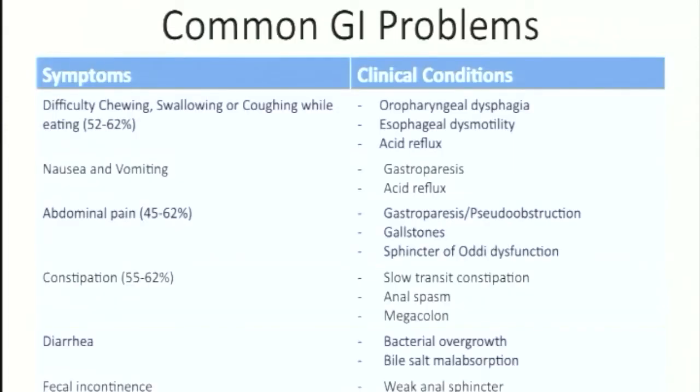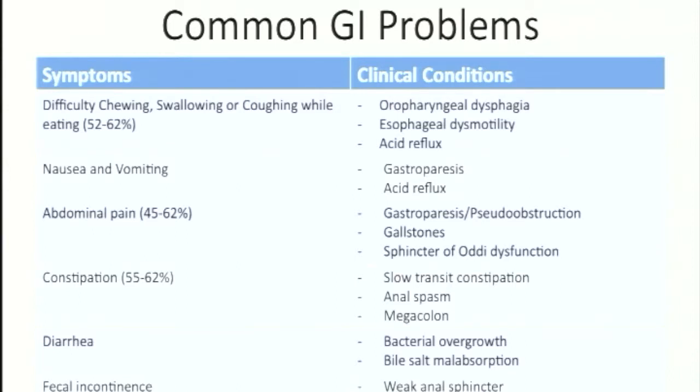Some of the common GI symptoms on the left side are difficulty swallowing, chewing, coughing while eating. The clinical conditions associated with this could be oropharyngeal dysphagia, which is difficulty swallowing because of weaknesses in the swallowing muscles. Esophageal dysmotility, so abnormal contractions in the esophagus itself. Acid reflux can give rise to these symptoms. Nausea and vomiting could be due to diseases such as gastroparesis or acid reflux.